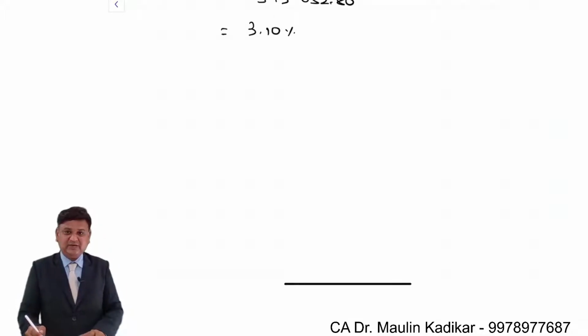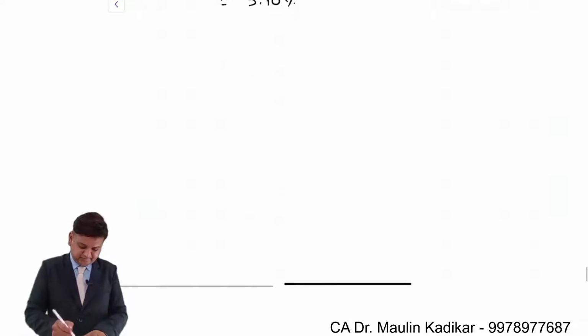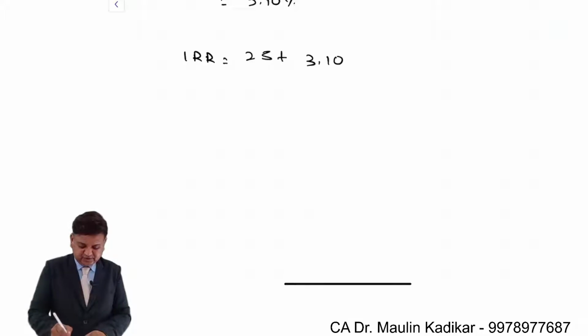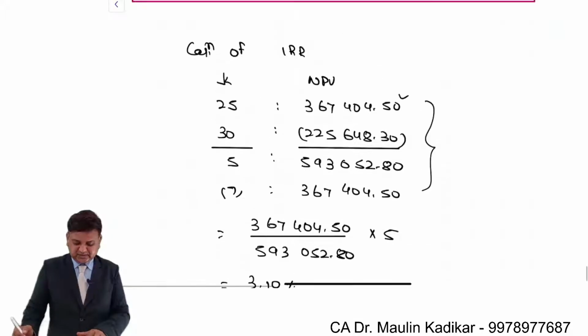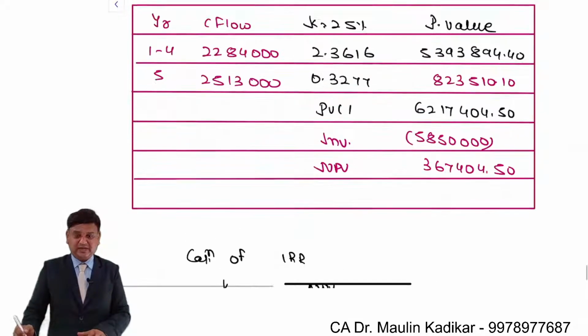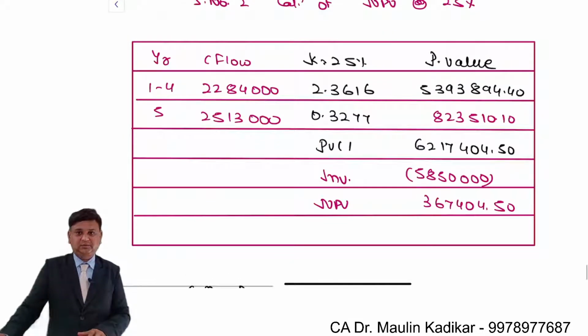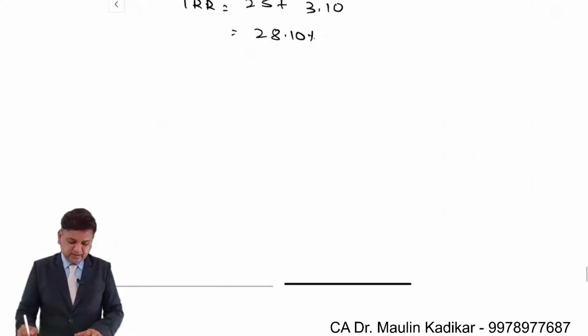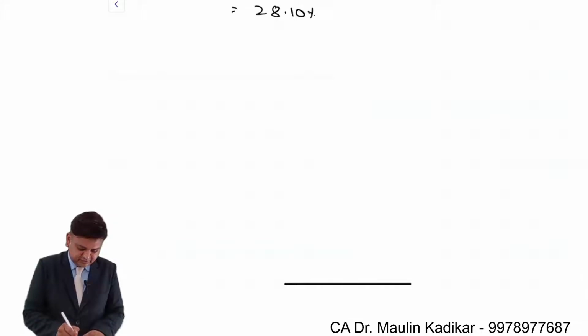So now the final answer of IRR: 25 plus 3.10, that is 28.10. This is the way we make the calculation of IRR. Now the third part of the question, in which we are required to take a decision.